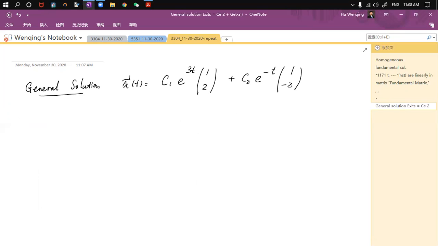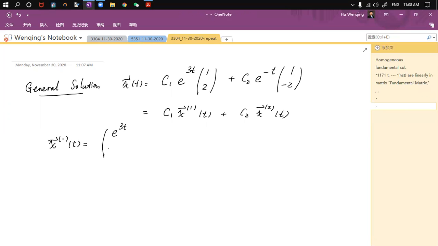Now we ask what is the fundamental solution? Well, in order to calculate the fundamental solution, it suffices to see that this is c1 times the first fundamental solution plus c2 times the second fundamental solution. So the first fundamental solution is (e^{3t}, 2e^{3t}), and the second fundamental solution, x2 of t, is (e^{-t}, minus 2e^{-t}).